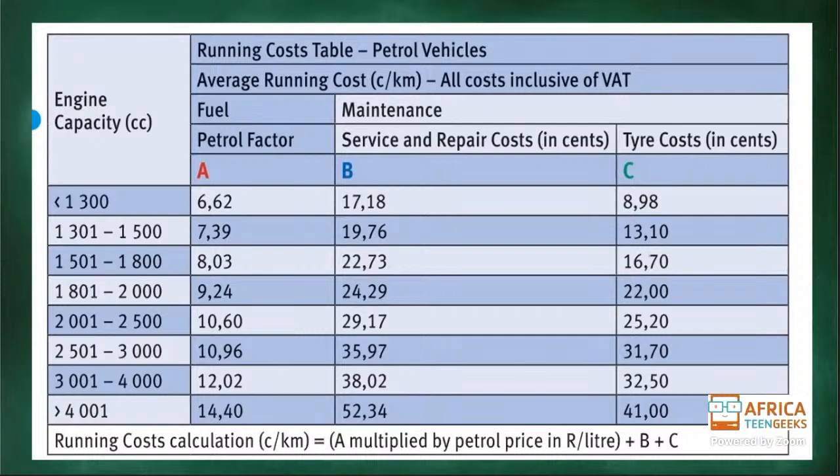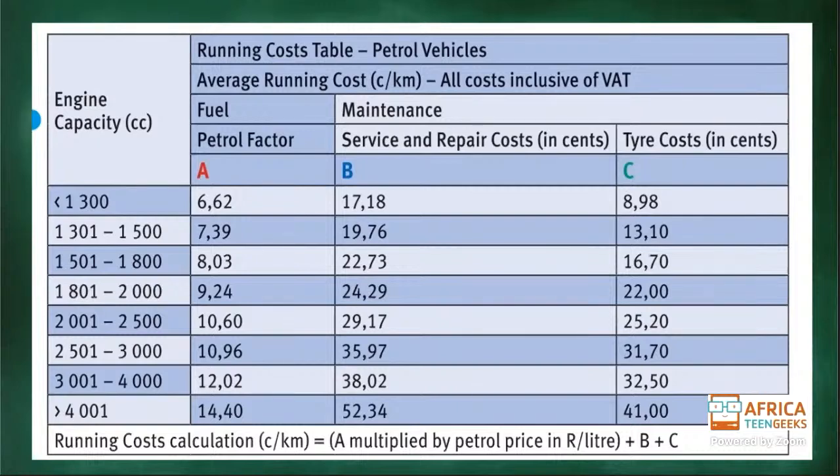So we have the fuel, we also have the petrol factor. You remember yesterday we also spoke about some of the factors that you use when you calculate the monthly repayments. So I want us to study this table thoroughly, and let us go through the table thoroughly. Let us see that these are running costs, table for petrol vehicles, and the average running cost per kilometer.